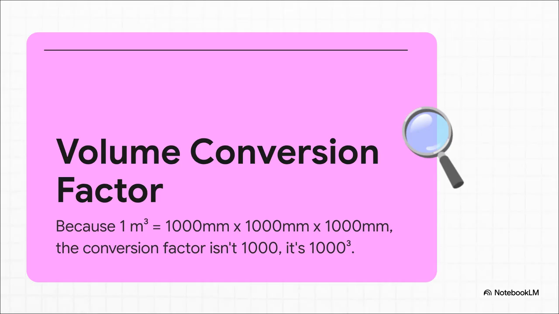And the reason why is exactly the same as before. We're just in 3D now. A cubic meter is 1 meter long by 1 meter wide by 1 meter deep. So you replace each of those with 1,000 millimeters, and you get 1,000 times 1,000 times 1,000. That original conversion factor just gets cubed.